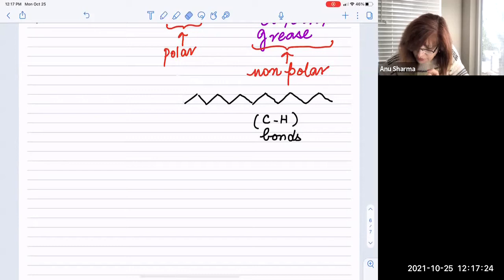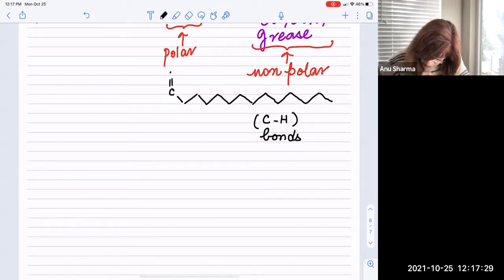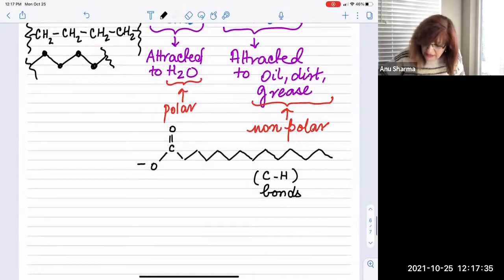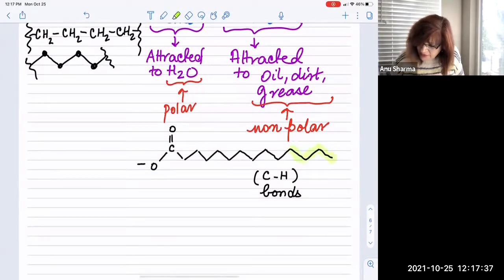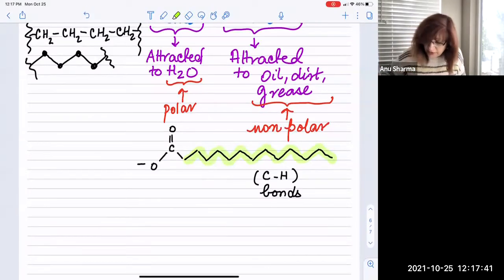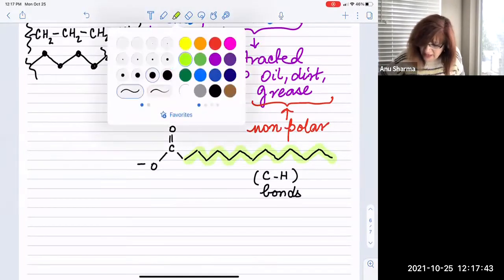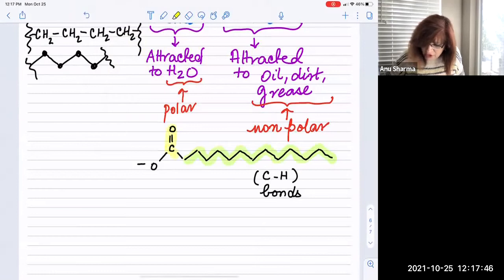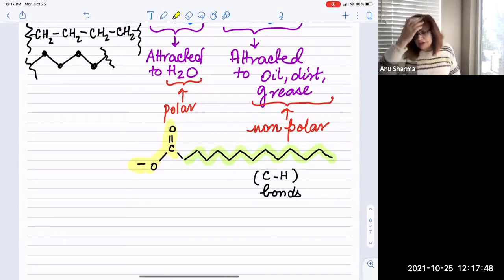Let me just do it properly. Okay, C, O, O, and there's a negative charge here. So if you see, this side is the non-polar end, but this side is the polar end. Why? Because you have oxygen with a charge.